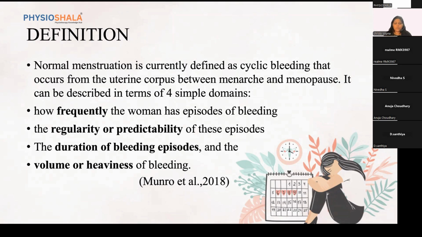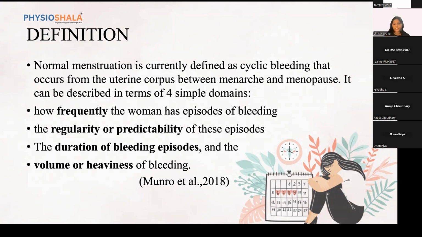The next one is the volume or heaviness. Volume means how many pads she is soaking. Once a girl achieves puberty, she may get 4 days of bleeding and change 4 to 5 pads in a day. After 10 years, if her periods get lighter, she gets only spotting in her pads, or one pad itself is not filling, then the volume of bleeding is reducing. That means she is having irregular menstruation.